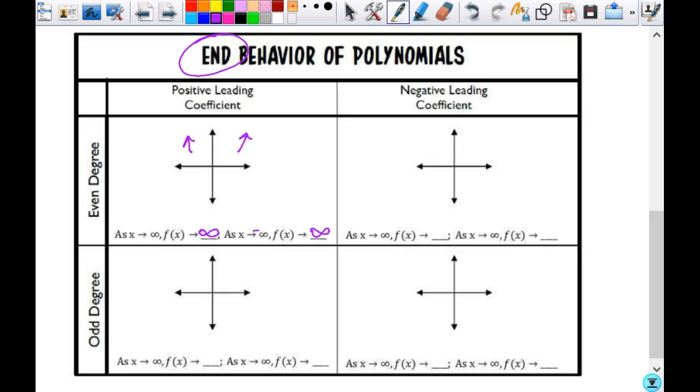Okay, so again, even degree, but this time a negative leading coefficient. So they're still the same, which means this is down, down. And this would be negative infinity. Add the negative there, and then negative infinity.